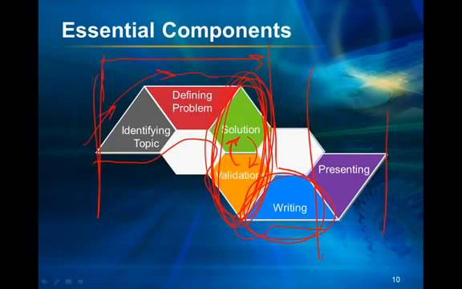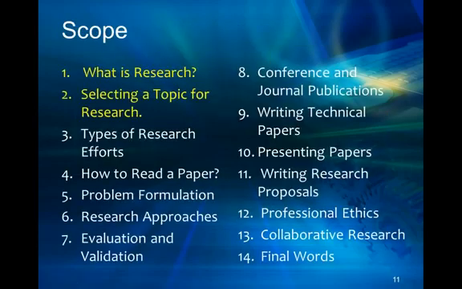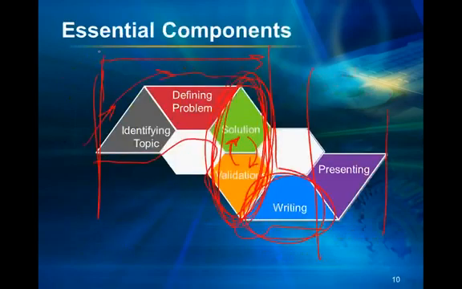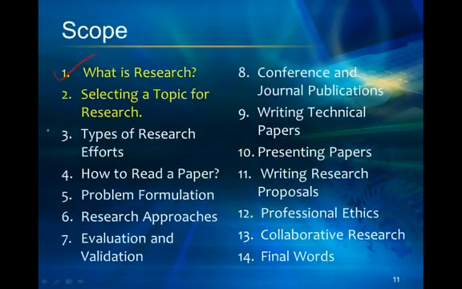So what we have done so far is we defined what is research. Okay. So just to summarize, we defined research. We talked about the motivation for research. We talked about the essential components of research. The next thing in the essential components is, the first thing that we found is we need to identify a topic. So the next thing we will talk about is how we select a topic for research.